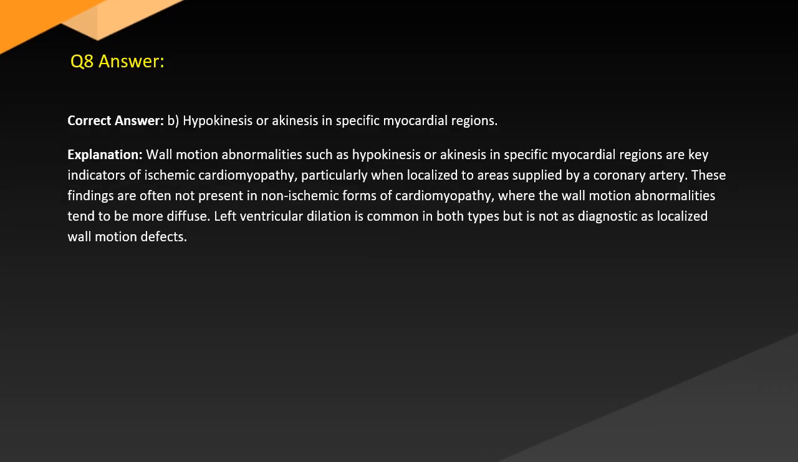Answer. Correct answer: B. Hypokinesis or akinesis in specific myocardial regions. Explanation: wall motion abnormalities such as hypokinesis or akinesis in specific myocardial regions are key indicators of ischemic cardiomyopathy, particularly when localized to areas supplied by a coronary artery.